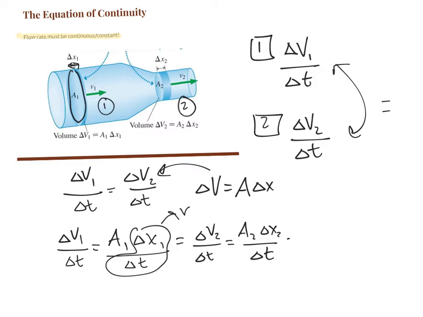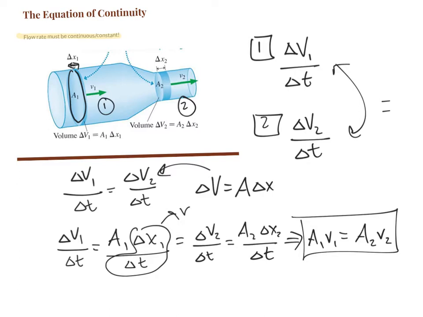So what this equation boils down to is that the area 1 times the velocity in section 1 of the fluid equals the area times the velocity for section 2. This equation that we've derived here is called the equation of continuity. And as you would expect, this is an inversely proportional relationship.